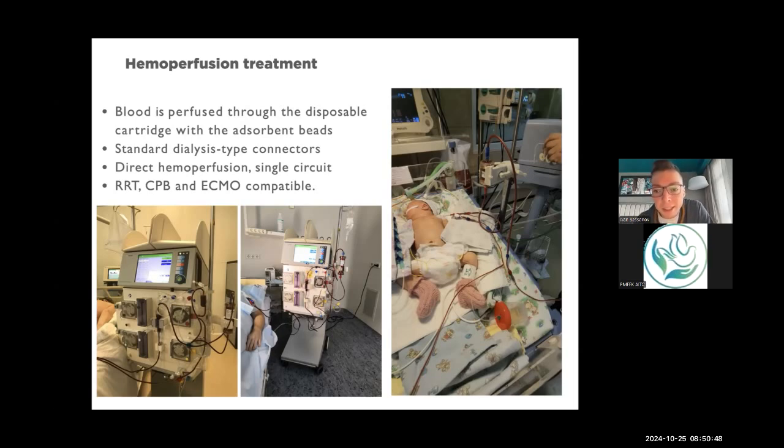It is not yet accessible in the European Union, but we will hopefully make it possible in the next year. And currently there is a large study for pediatric sepsis. We are enrolling patients, and the results are very reassuring.